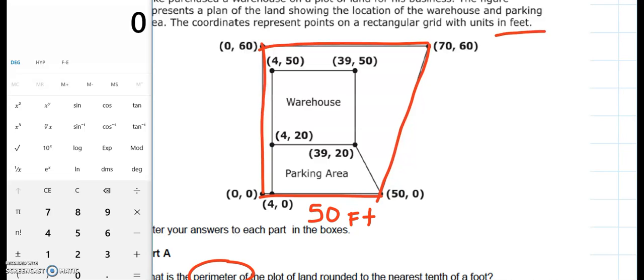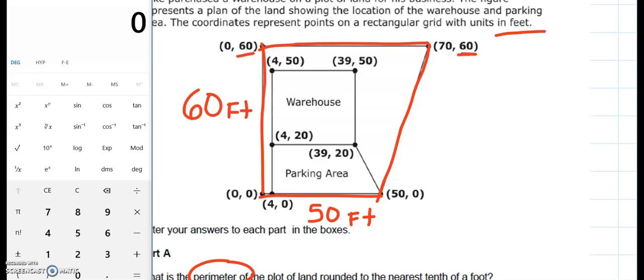Now this vertical length goes from (0, 0) up to (0, 60). We're going from 0 up to 60, so that means we went up 60 boxes or 60 feet. From the top left corner, (0, 60), to (70, 60), notice the y value didn't change. It was 60 and 60.